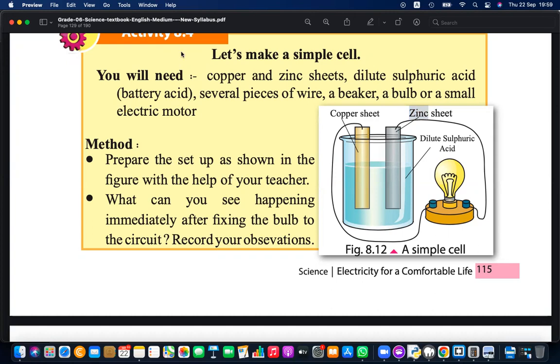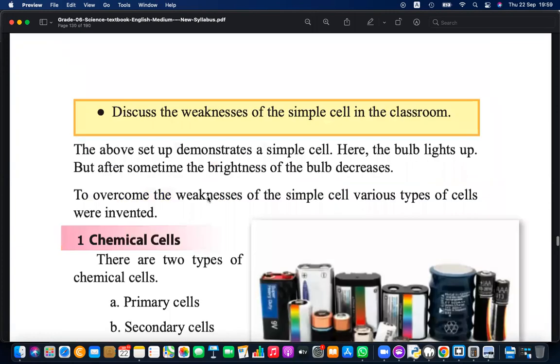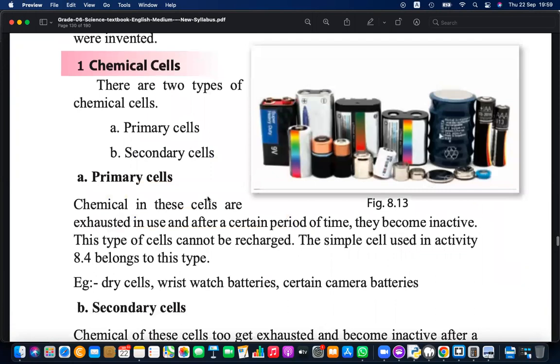But we have better solutions, that is dry cells or chemical cells. Not just dry cells, we can just say chemical cells. So there are two kinds of cells. These chemical cell batteries are of two kinds, primary cells and secondary cells. Okay, simple cell, primary cell, and secondary cell.